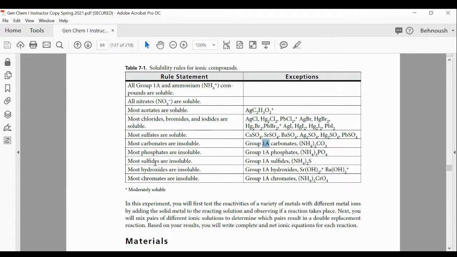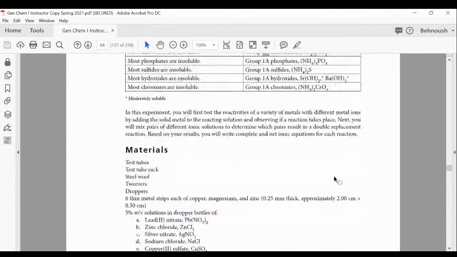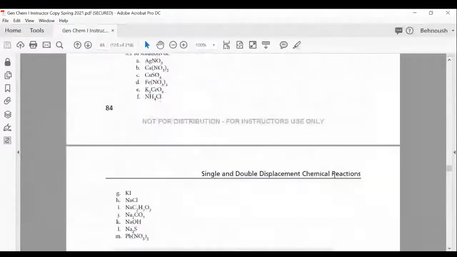And the same thing for sulfides. Sulfides are mostly insoluble with exceptions to these. So be able to read the table and use the table.